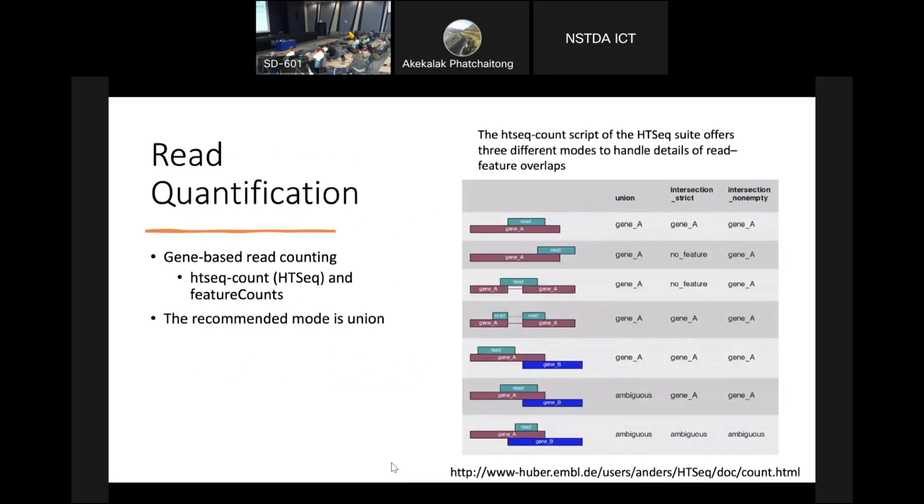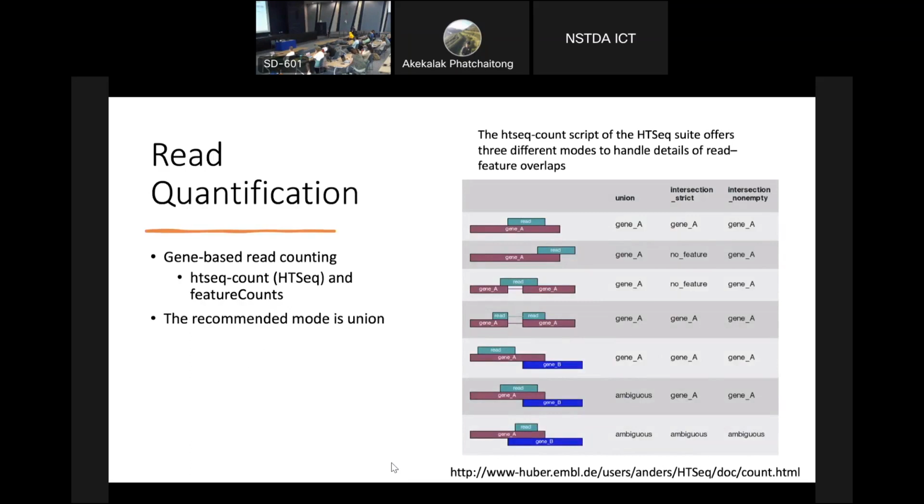Now, once you're done and you're happy with your alignment, the next step is read quantification, as I mentioned earlier. So we've got to count the transcripts. To do the counting, there is, of course, software available. So htseq-count, which is part of HTSeq, and featureCounts are available for you to use.